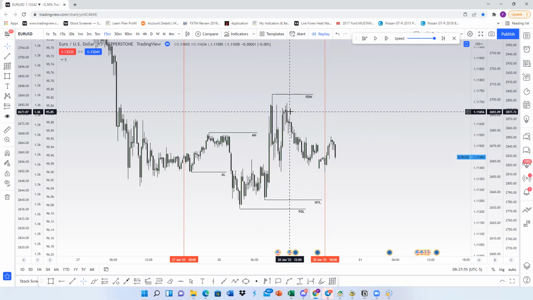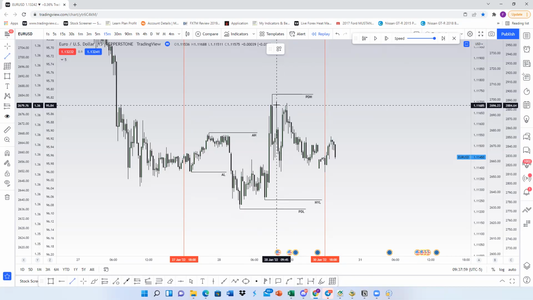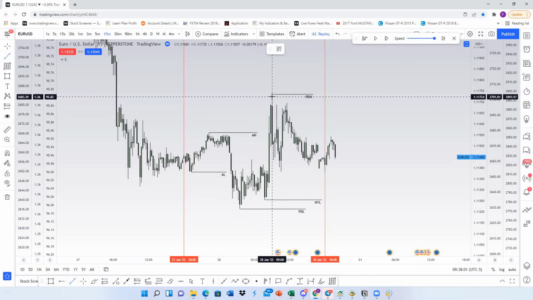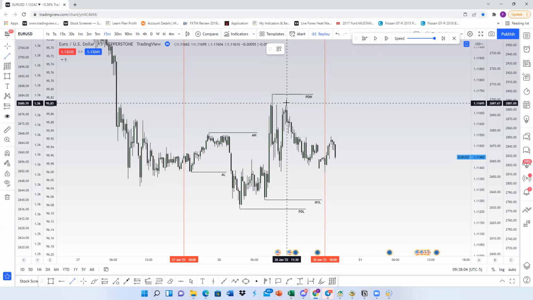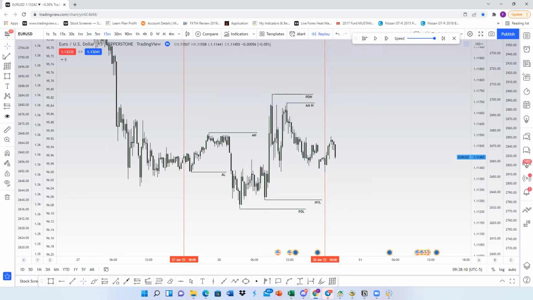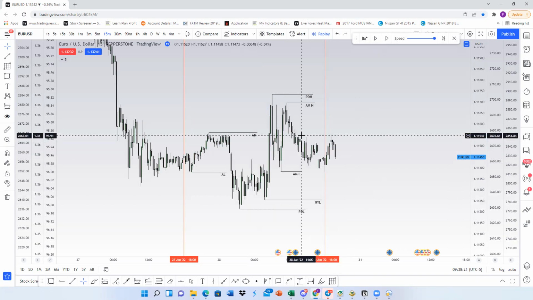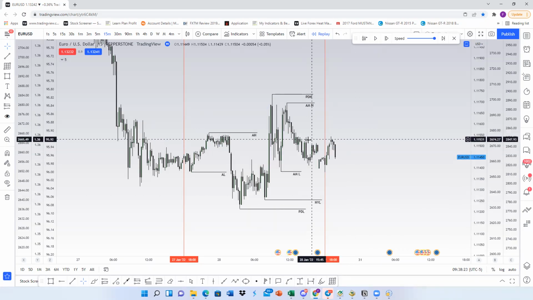Then what's next? PM trend and AM trend. AM trend high is in line with this. No, it's not. It's this one. Okay, so AM trend high. AM trend low is... I guess that's it. PM trend is over here, so you guys can see the reaction with that.